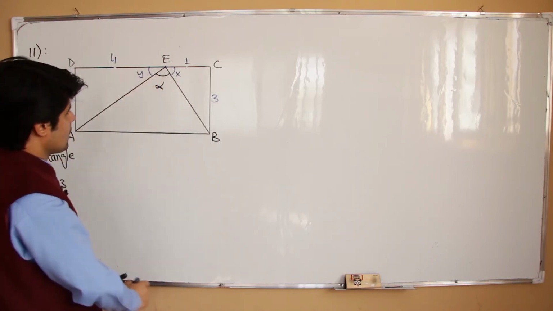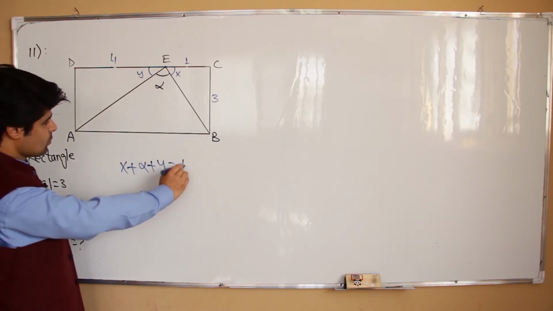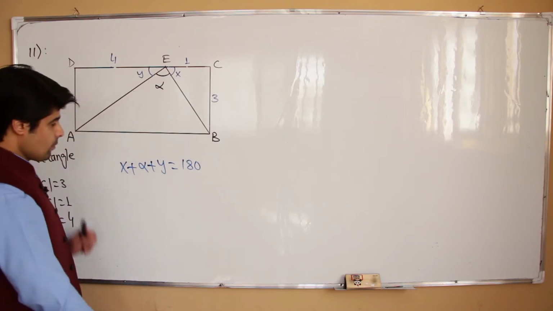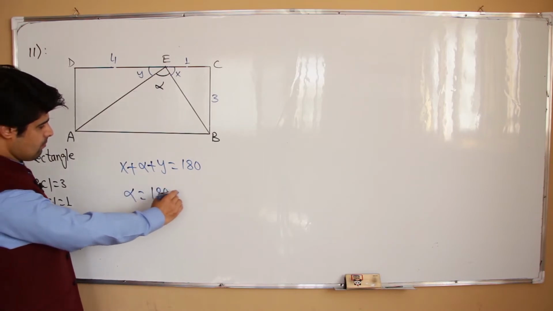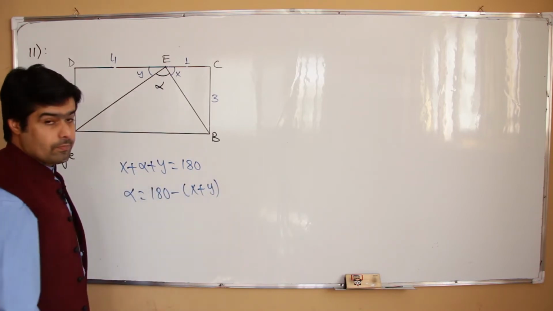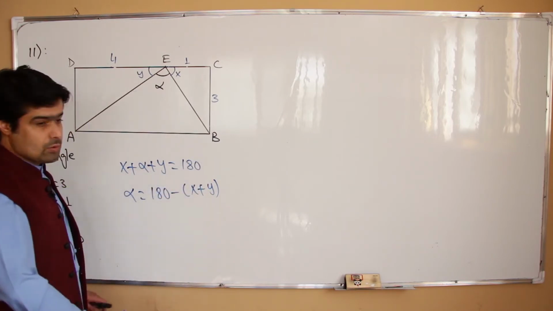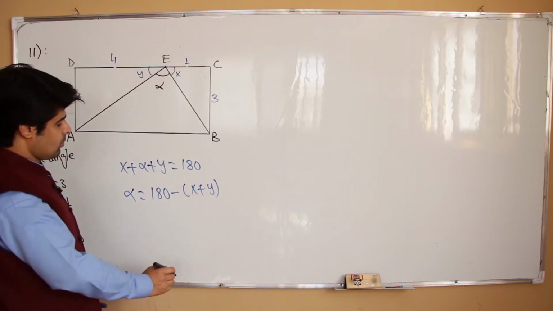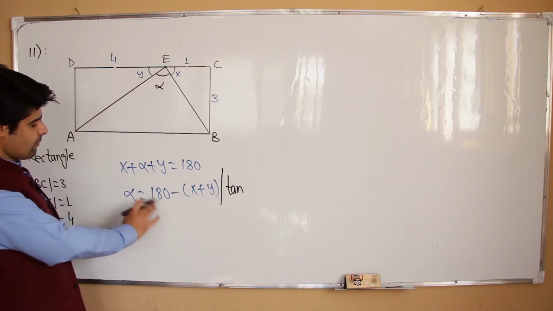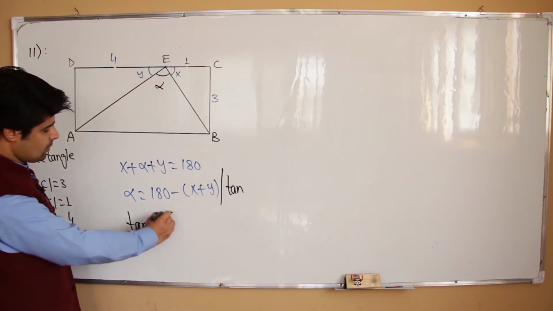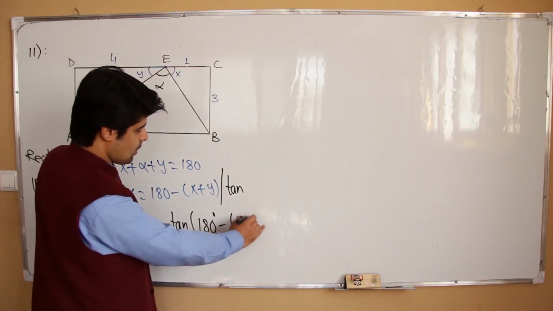Now, what do you think? x plus alpha plus y is 180 or not? Yes, we have to use alpha. Alpha is 180 minus x plus y. Am I right? Yes. This is minus x minus y. Now you have to take tangent on both sides. You have to calculate the tangent of both of them. So it would be tangent of alpha, tangent of 180 degrees minus x plus y.